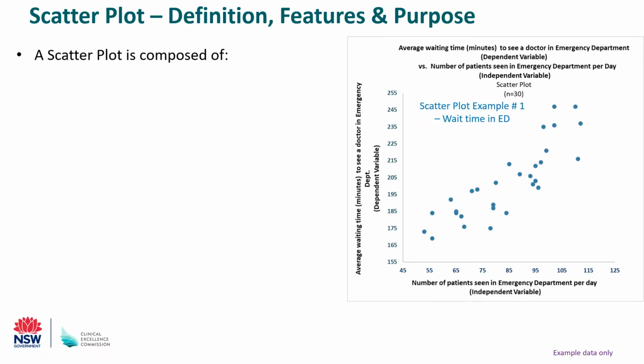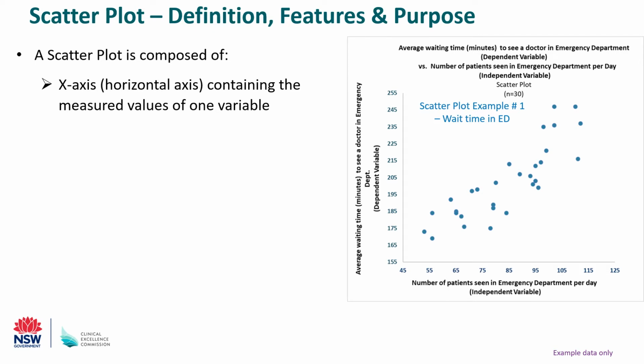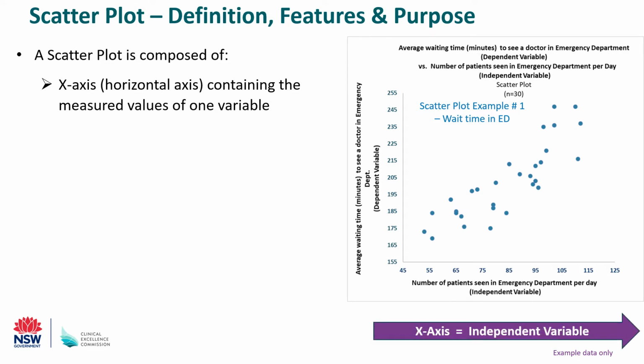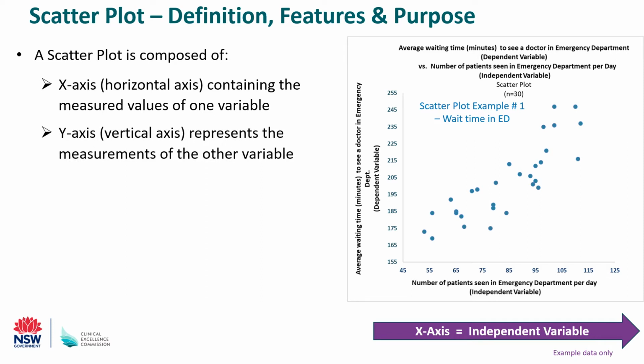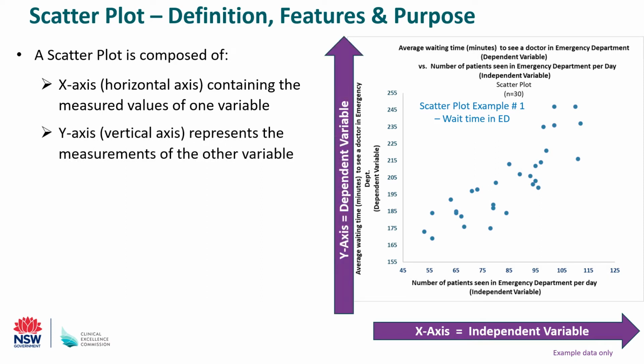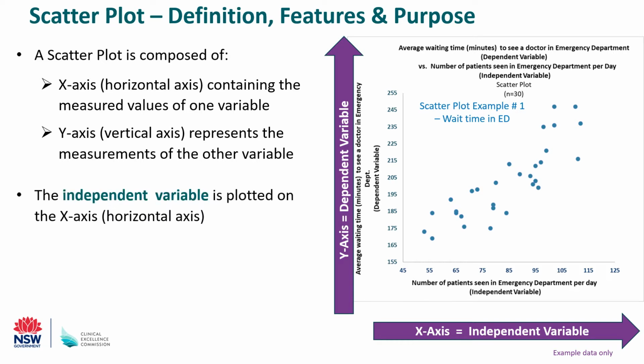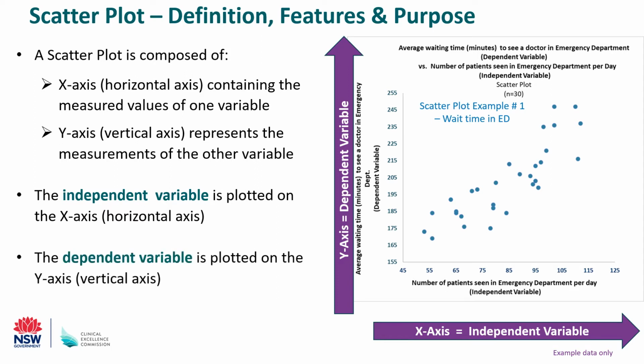A scatter plot is composed of an x-axis, the horizontal axis, containing the measured values of one variable, and the y-axis, the vertical axis, representing the measures of the other variable. The independent variable is always plotted on the x-axis, the horizontal axis, and the dependent variable is always plotted on the y-axis, the vertical axis.